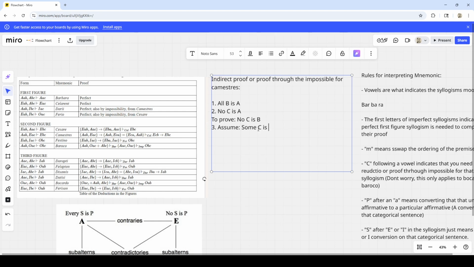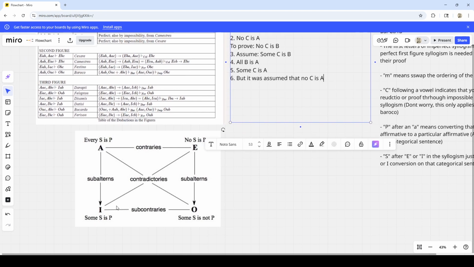Some C is B. And then we can bring down premise 1, where all B is A. And then we can logically conclude that some C is A. But we can reason and say that it was assumed that no C is A. So I did two proofs: one where the negation was a contrary, and one where it was a contradictory. In the square of opposition, you see that I contradicts E, right?